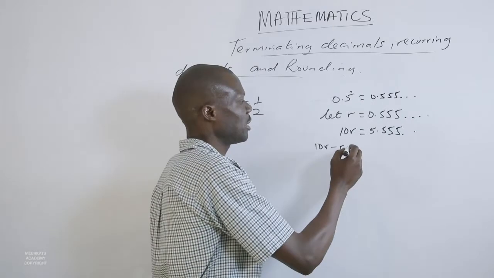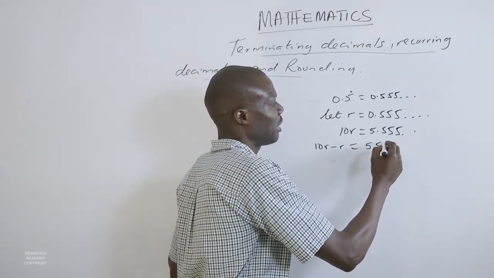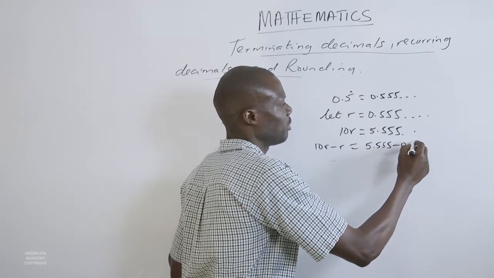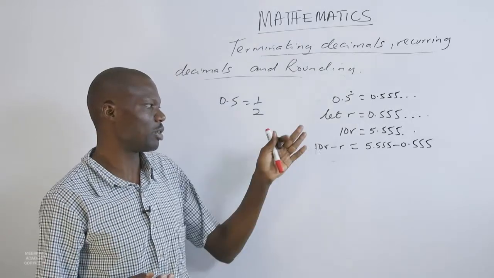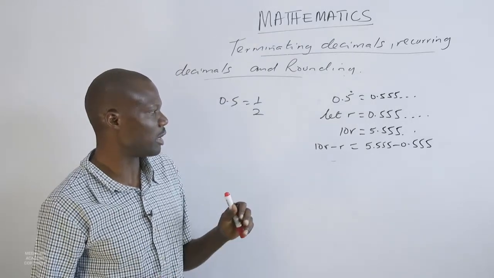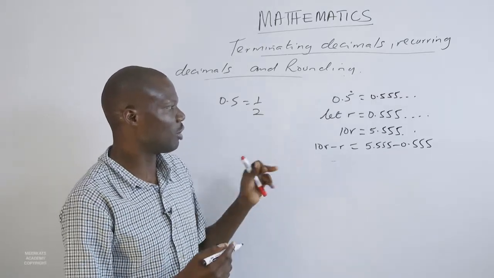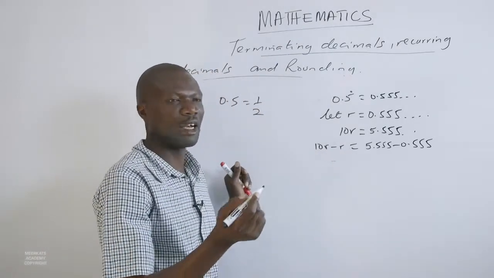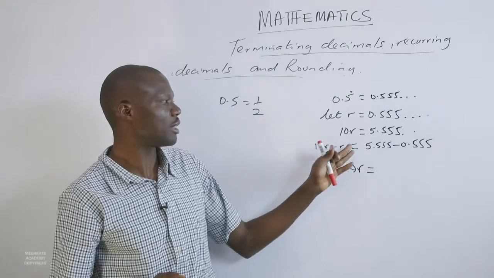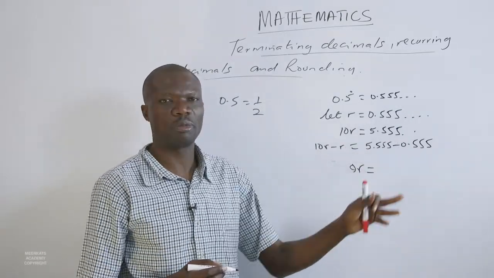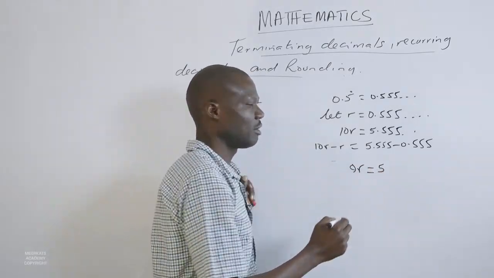So when you take 10R minus R, the other side you should be having 5.555 minus 0.555. I choose to use 3 decimal places. I'm not rounding off, it is just truncated like that. So 10R minus R is 9R. And on the other side, you'll realize that the decimal part will just go. We shall remain with 5 minus 0, which is 5.